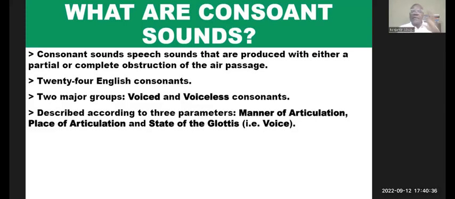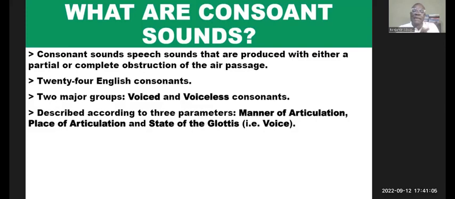And then when I talked about how S is produced, I did mention that it involves a partial obstruction of the air passage, and because the obstruction is partial, there are spaces through which the air keeps escaping through the mouth, and then you hear a hissing sound.